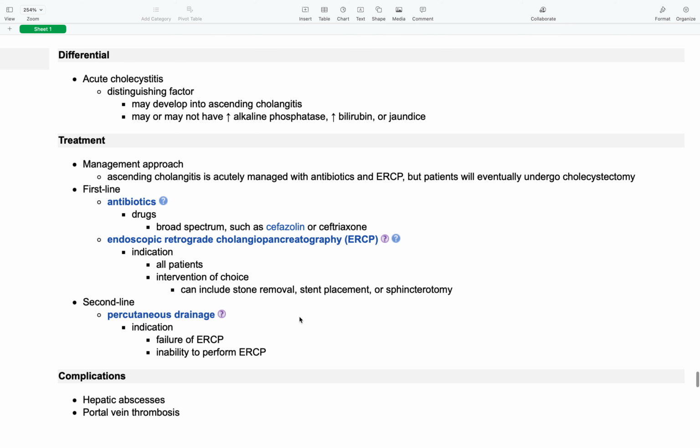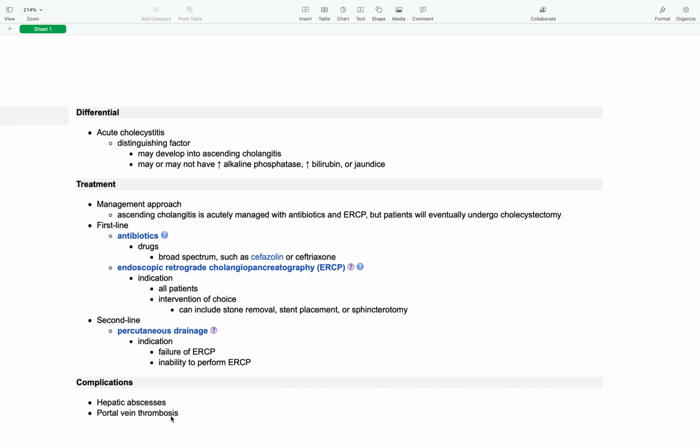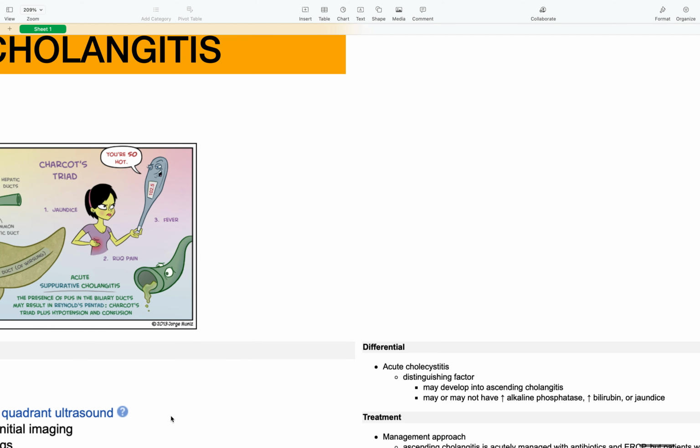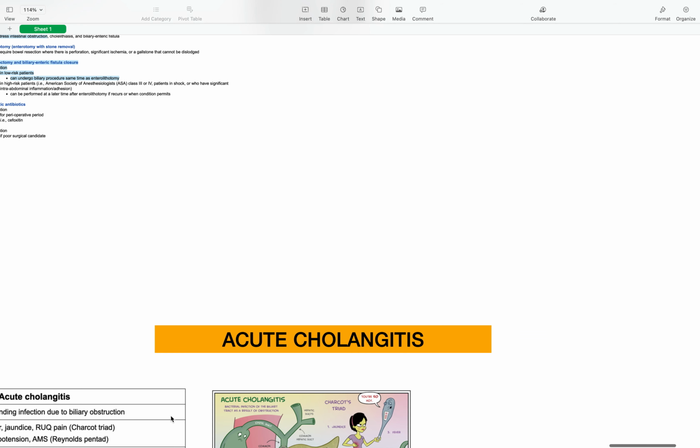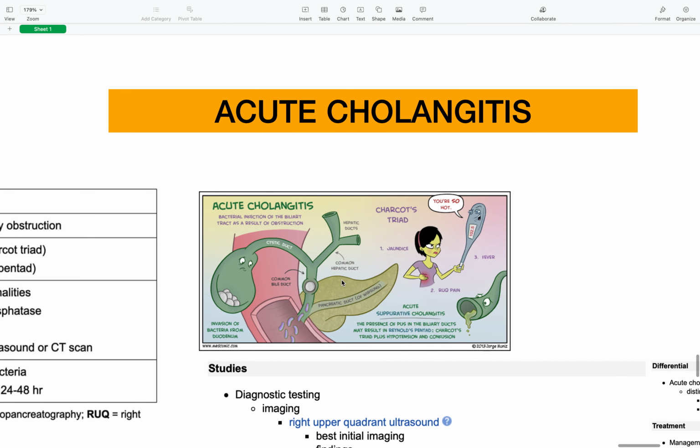Second line is indicated in case of failure of ERCP or if unable to perform ERCP. You would do a percutaneous drainage. The complications associated with cholangitis are abscess or portal vein thrombosis. Okay, so an abscess around the liver, or it could be a portal vein thrombosis.